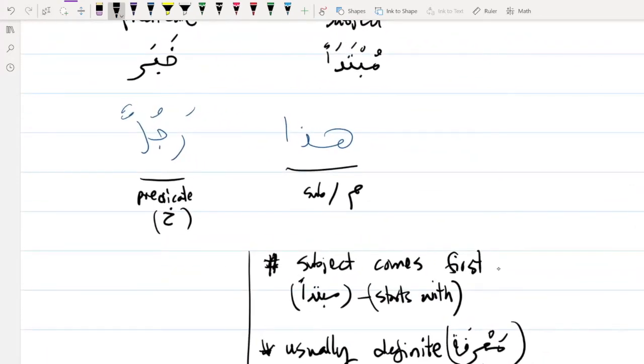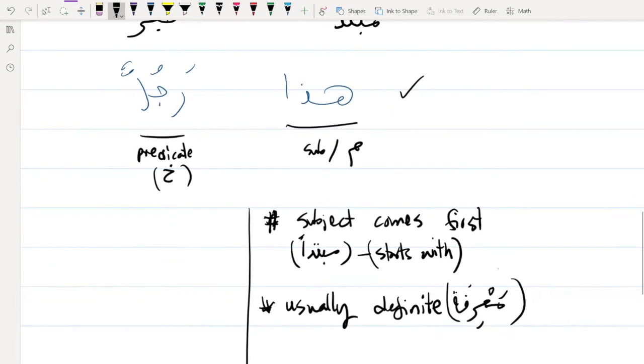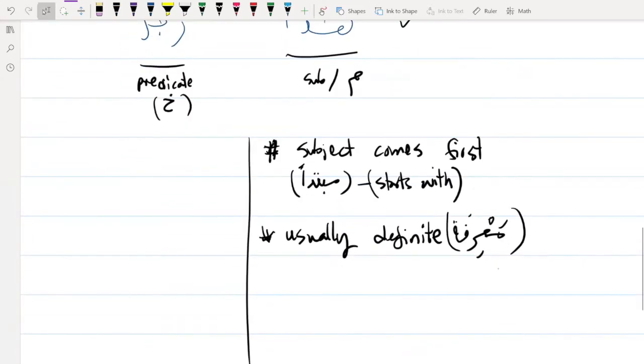So we said hada is the subject. Is it coming first? Yes. And is it definite? Hada, is it definite? Guys? Yes. And why is it definite? Because it is ismu ishara, a pointing pronoun. Pointing means by definition that you're pointing at something. So it is one of the definite words. هذا is definite. So both of them are, alhamdulillah, working out.